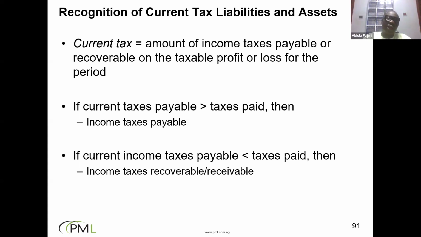Don't ask me the question: do you get income tax refund or receivable in Nigeria? Okay.